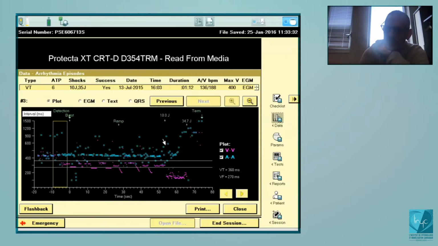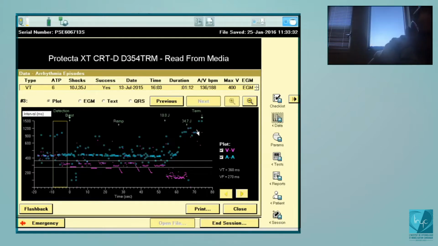And then it probably degenerates into VF. Yep, and then 1 maximal shock is delivered. And then it restores normal rhythm. Yes, it seems that at the end there is a restoration of the normal rhythm.